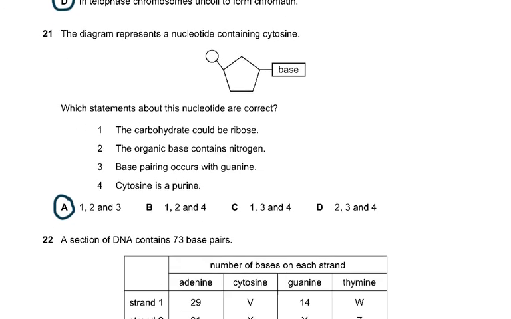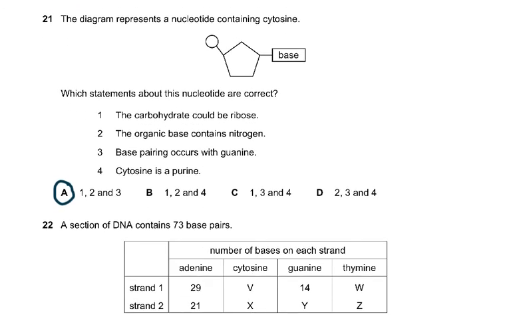Then coming to 21: the diagram represents a nucleotide containing cytosine. Which statements about this nucleotide are correct? The carbohydrate could be ribose. Yes, of course that is possible, because it says it's a nucleotide, and nucleotides could be DNA or RNA. So which statements about this nucleotide are correct? The carbohydrate could be ribose. Yes, could be deoxyribose. The organic base contains nitrogen.